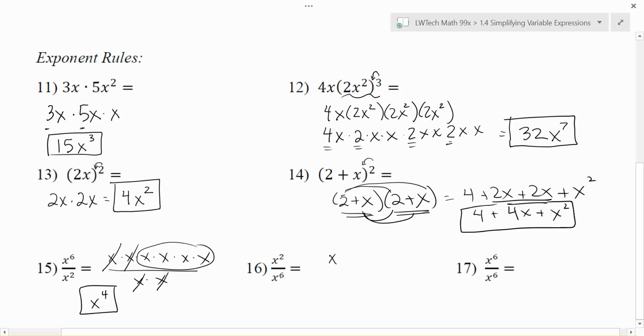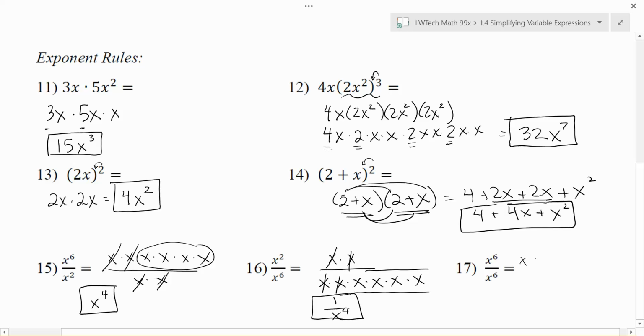In number 16, the x squared is on top and the x to the 6th is on the bottom. When I do this, notice I still get those x's to drop out, and I'm left with x to the 4th, but they're in the denominator. So we still have to keep the x to the 4th in the denominator because they are on the bottom. So to maintain that, we'll just write 1 on the top. Remember, it's kind of like we divide the top by x, we divide the bottom by x, so we're left with 1 on top and then those 4 x's on the bottom.